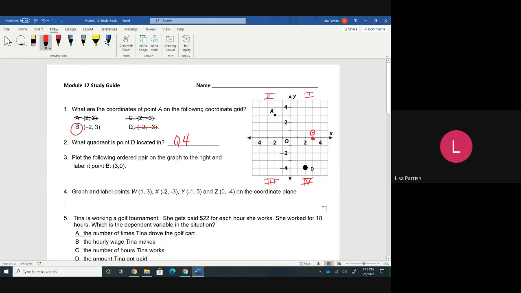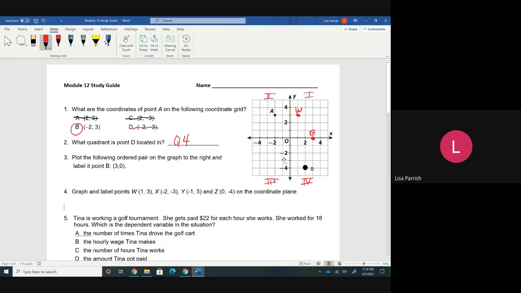Question 4 says graph and label the following points. For point W, I know on your Google Slides you had different colored dots, so make sure that you put the correct colored dot. I probably should have highlighted those the same color, but you had a certain colored dot since there was no way really for you to label. For point W, for 1 and 3, I go over to the positive 1, dribble over to 1, shoot up to 3. So your W should be right there.